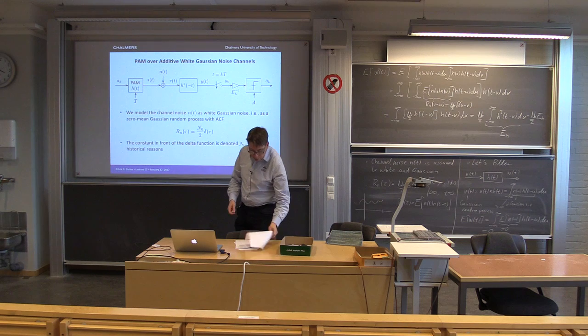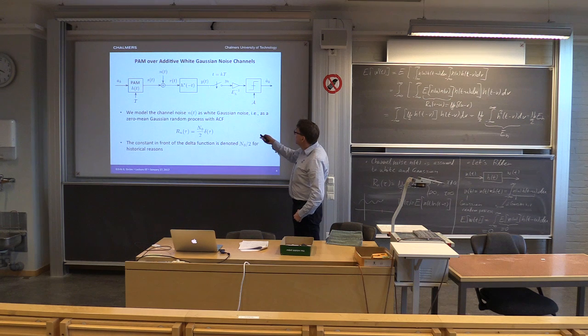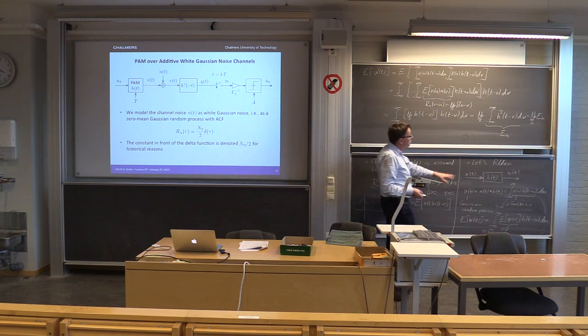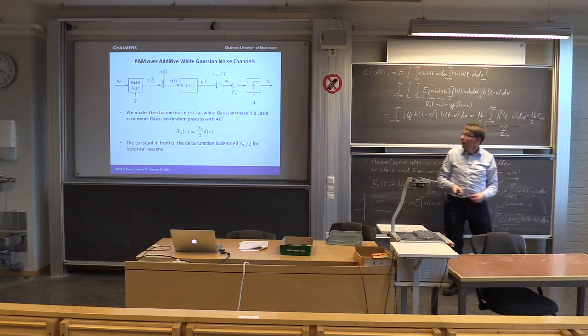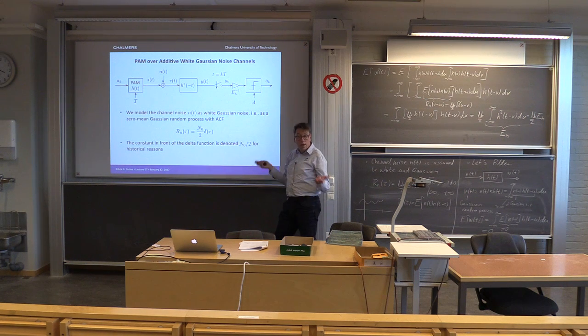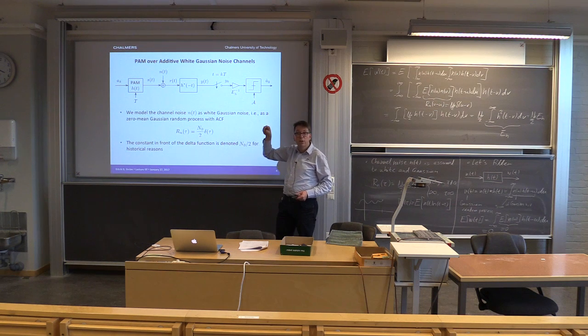So what we know now is that at this point in the diagram, we know what the noise is, and then we sample that, and then we get one noise sample, and we know that that noise sample is a Gaussian random variable with 0 mean and this variance. Okay, and then what we do then is divide through by the energy of h, and then we here have the input to the slicer, all right? And then we need to figure out what is the probability that the slicer outputs the wrong value. Okay, so that's our next step.